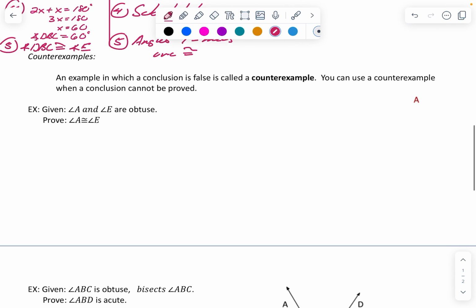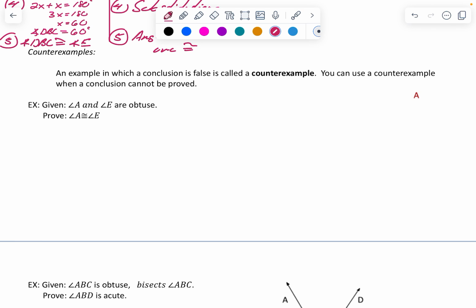Now, I'll say it right now. There aren't any examples of this in the homework tonight, but sometimes you can be asked for a counterexample. And that's basically an example in which a conclusion is false, is called a counterexample. And we can use a counterexample when a conclusion cannot be proved.